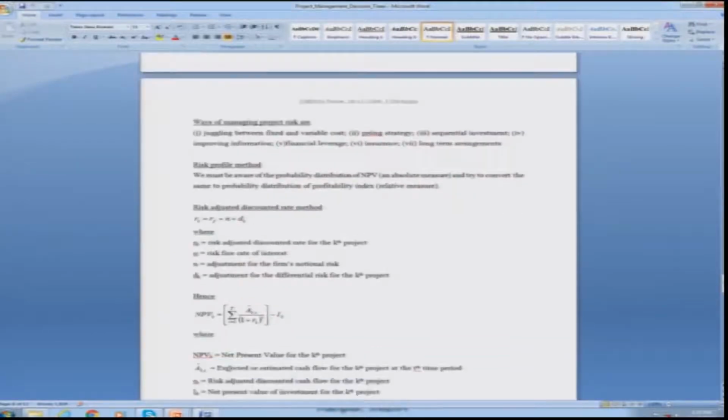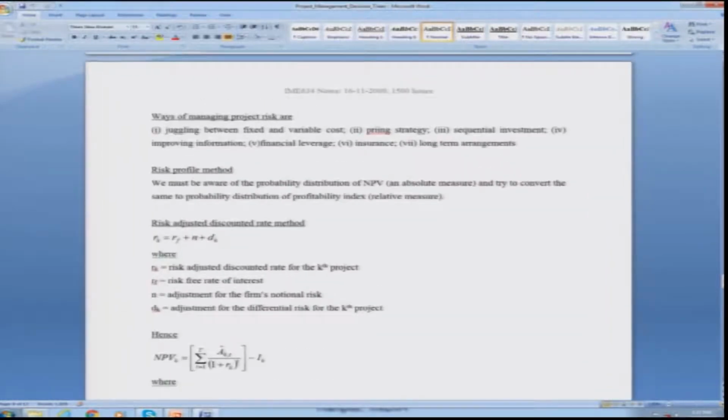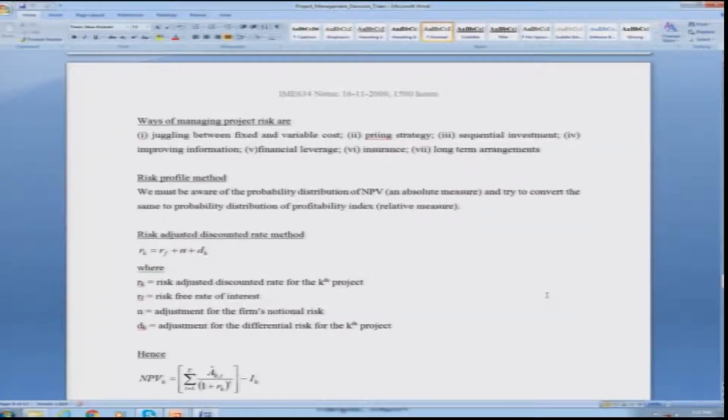So, now if I consider the ways to manage the project risk, you basically juggle between the fixed and the variable cost. I am sure people can see this, or I will try to increase the font size to 160. So, I am now sure it is absolutely visible. So, you will have the pricing strategy. Oh, my mistake, there is a small C missing here.